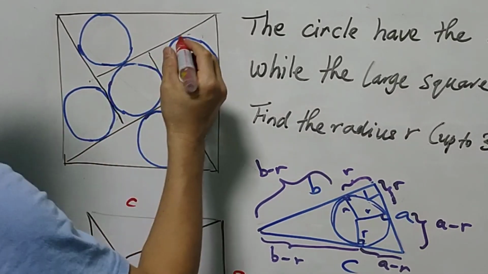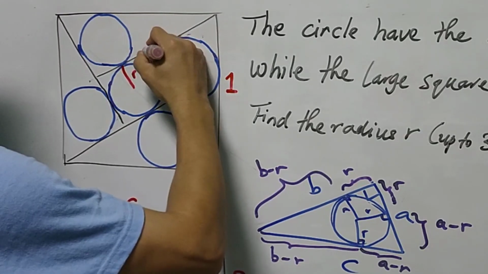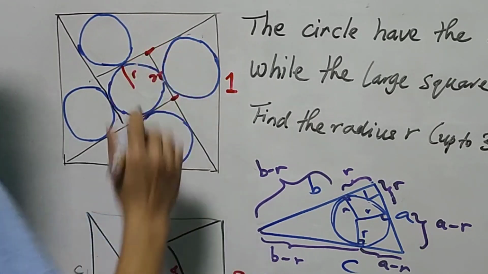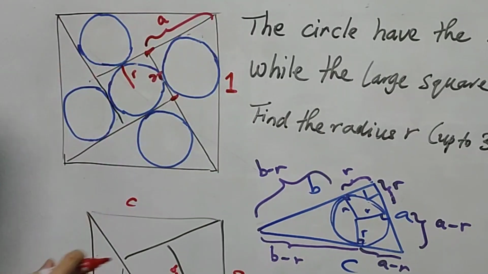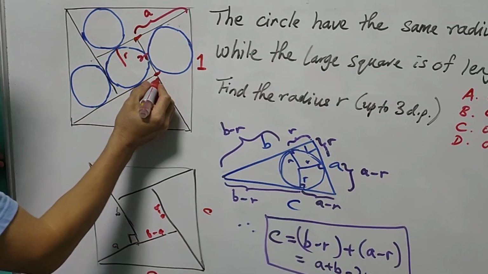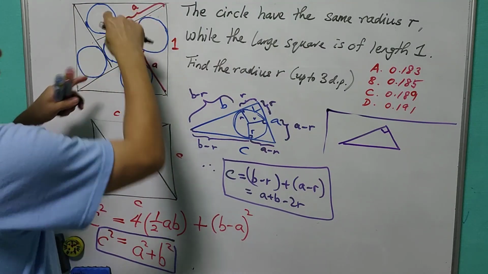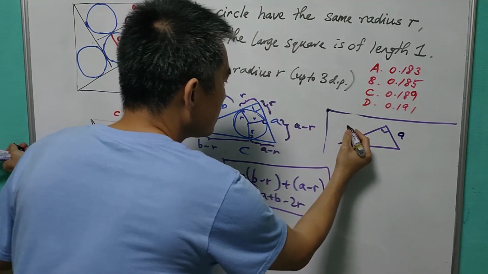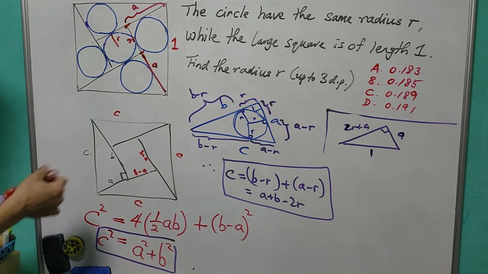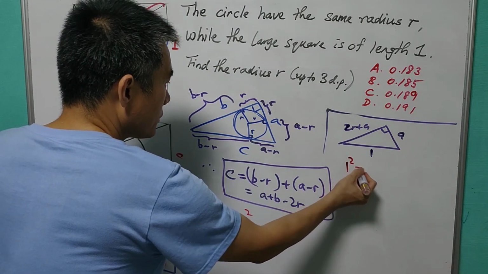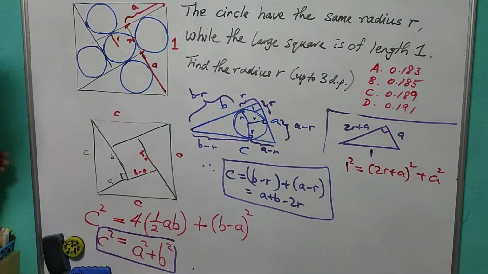So I'm going to write this as hypotenuse 1, and this is r, so that this whole thing here will be equal to 2r. If let's say this is A, then we know that this is also A. And therefore, we have the triangle of the length A, 2r plus A, and 1. So using the Pythagoras theorem, we know that 1 squared equals to (2r plus A) squared plus A squared.